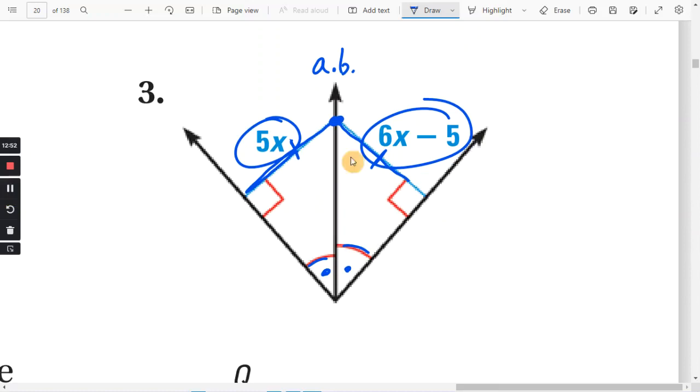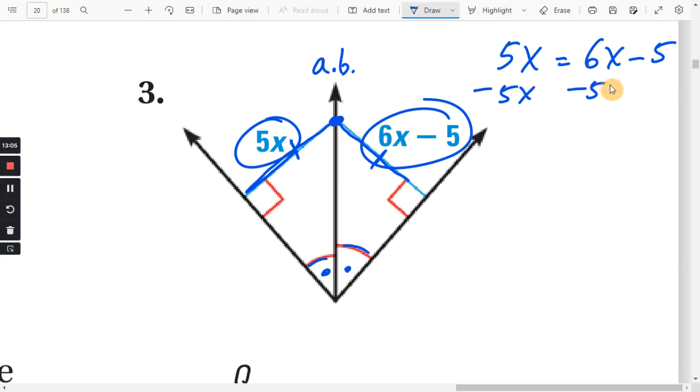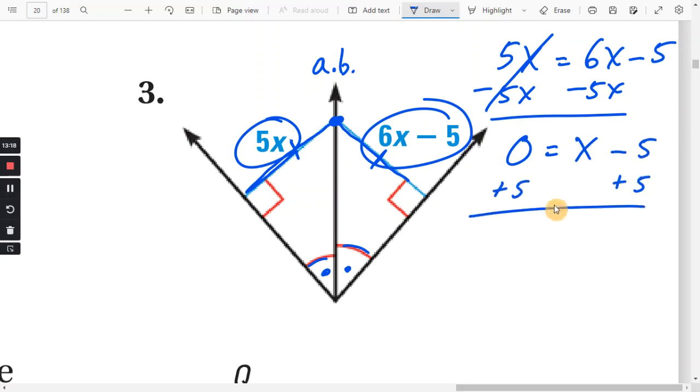All right, pretty easy. 5x equals 6x minus 5. Solving for x, I'll do minus 5x on both sides. This cancels, and that's going to be 0 equals x minus 5. And of course, if you do plus 5 on both sides, 0 plus 5 is just 5.